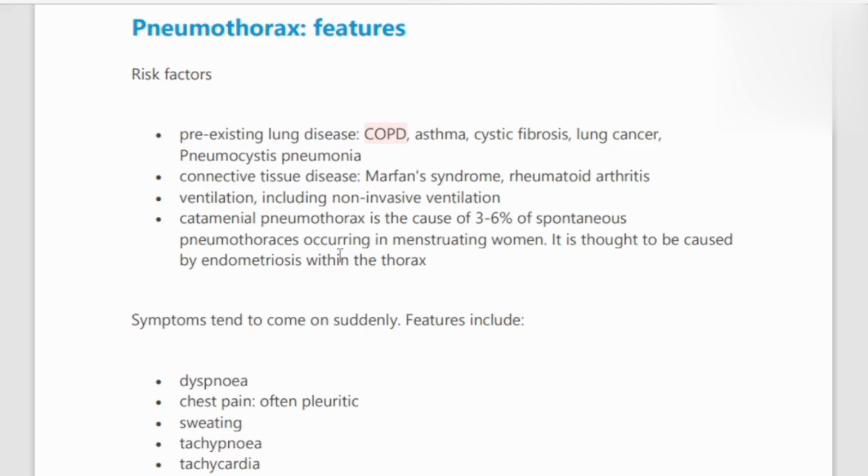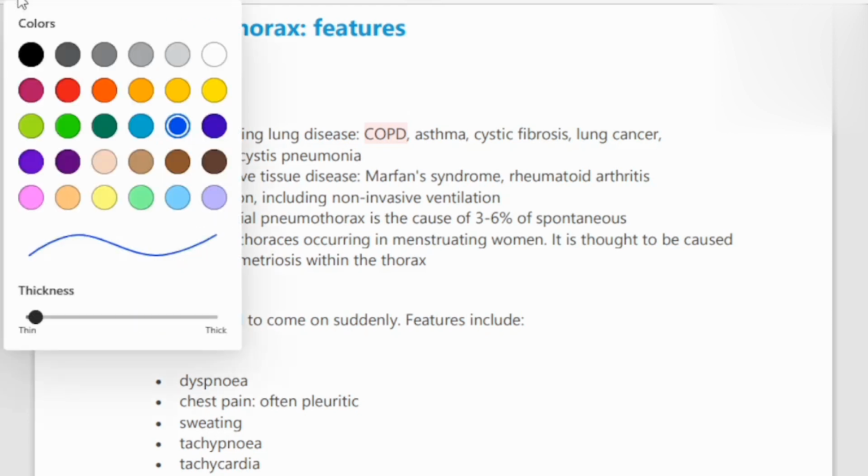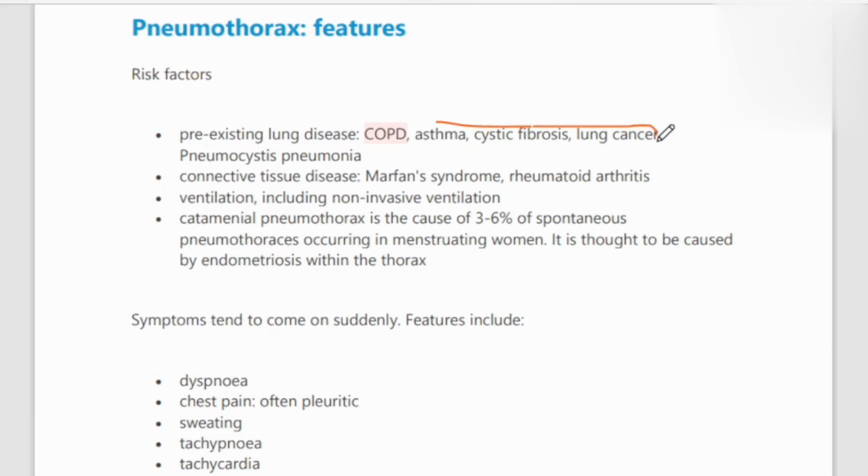So what are the clinical features in past medicine? We discuss the past medicine. Now what are the features of pneumothorax? Risk factors: pre-existing lung disease, either COPD, asthma, cystic fibrosis, or lung cancer. This is known as secondary pneumothorax or pneumocystic pneumonia.